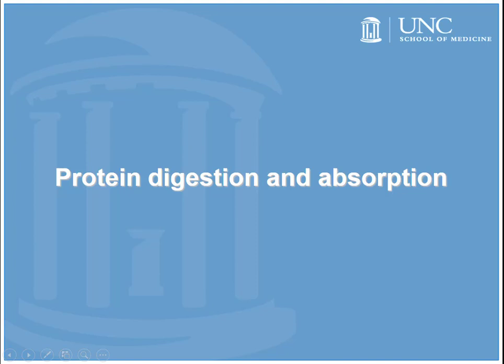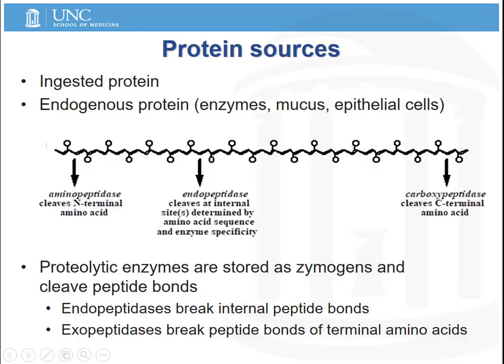Proteins are digested into amino acids, dipeptides, and tripeptides that can then be absorbed in the small intestine. So protein sources in the small intestine include both ingested protein in the diet and, in addition, a large amount of endogenous protein. And that comes from the enzymes and mucus that are secreted into the lumen, and especially those epithelial cells that are apoptosed and that are constantly being sloughed off into the lumen during the renewal process.